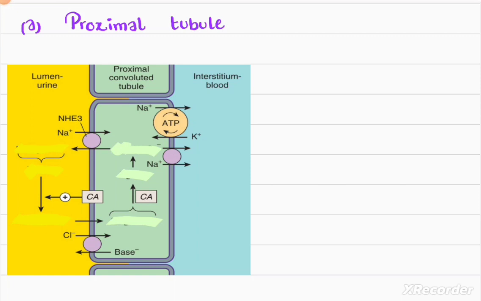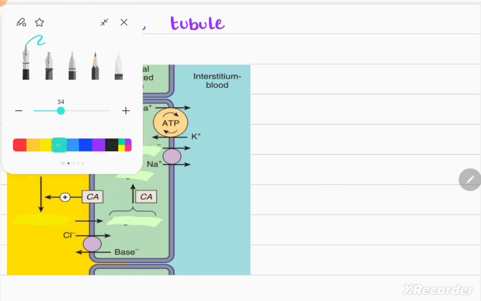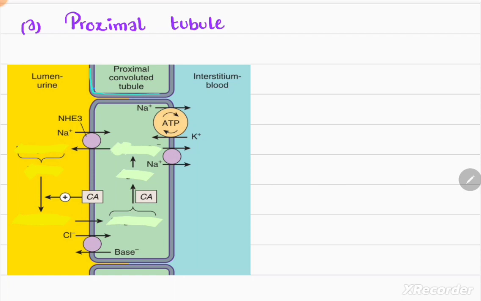In the proximal tubule, we can see in this diagram that there are three main sections. These are the cells of the proximal tubule, and these cells are interconnected with each other. Here we can see there is the lumen in which the urine is present, and here is the interstitium. So these are the three main divisions of the proximal tubule.